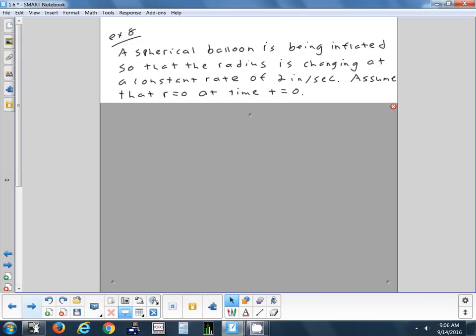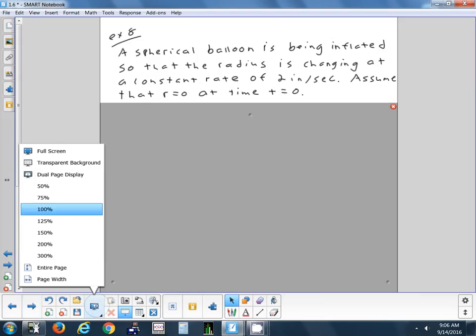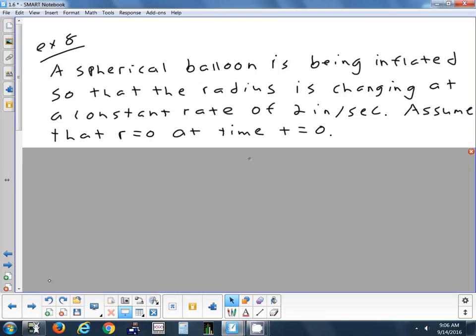All right, so this will be our last one for today. Okay, so it says we are inflating a spherical balloon, and the radius is changing at a constant rate of 2 inches per second. So as we're blowing this balloon up, it's increasing at a constant rate of 2 inches per second.